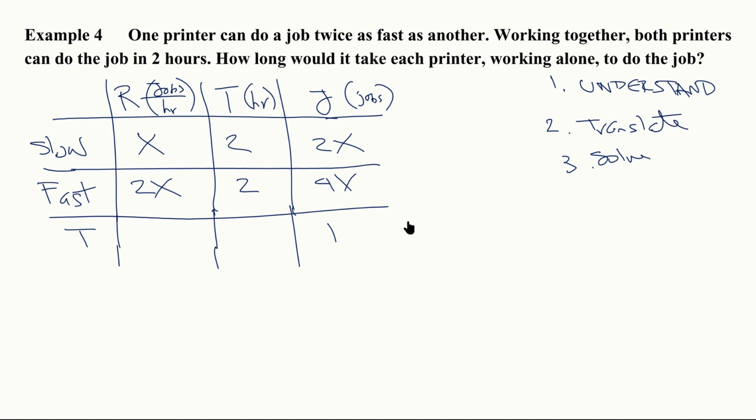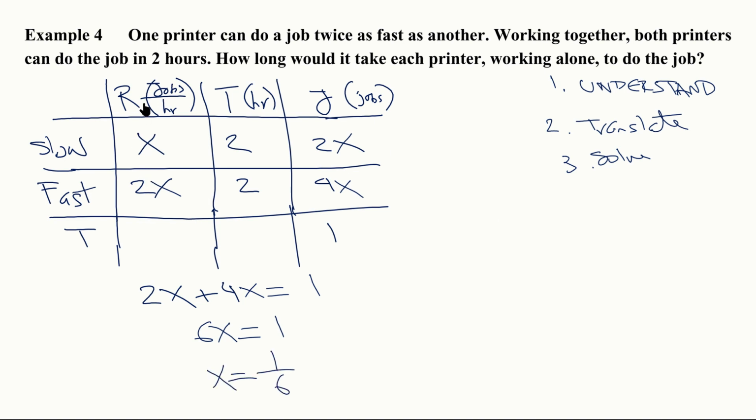So this column with all the pieces existing is what helps us solve this problem. So basically we know that 2x, the amount of the job done by the slow printer, plus 4x, which is the amount of the job that's done by the fast printer, that's an X there, even though it doesn't look quite like it, is going to equal one whole job, right? So we get 6x equals 1, so x equals 1/6.